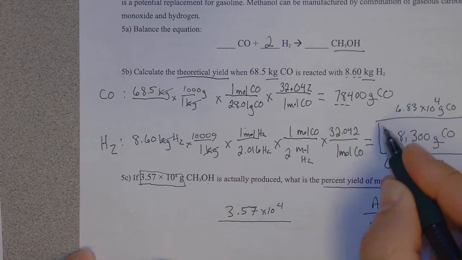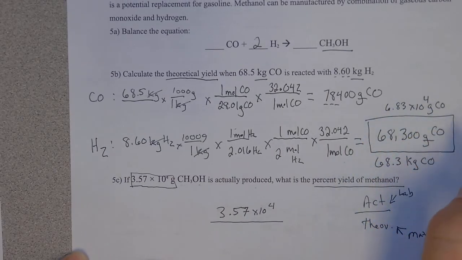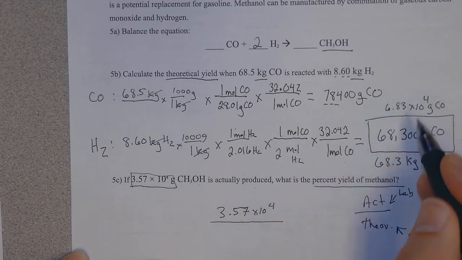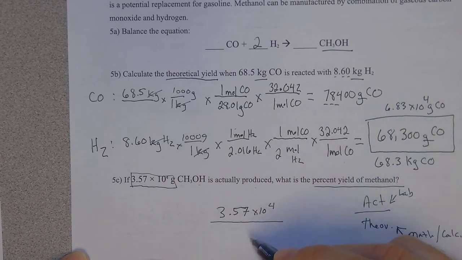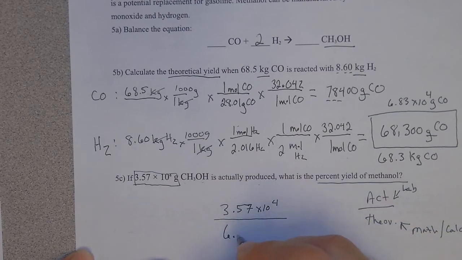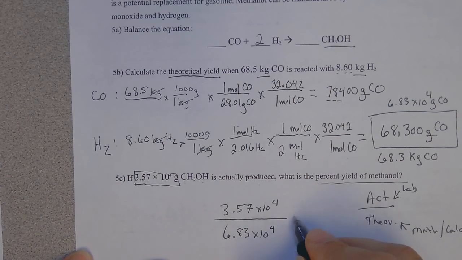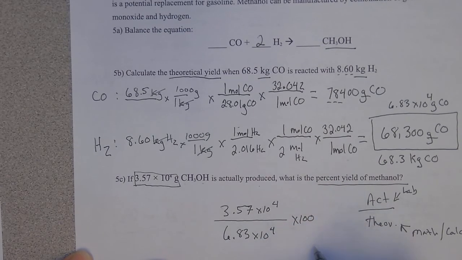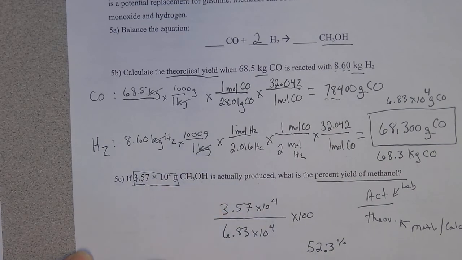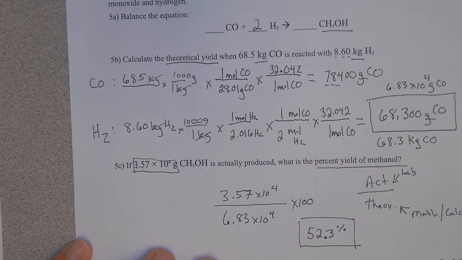Theoretical comes from right here. We just figured that out. So because this is in scientific notation, I'm going to put this scientific notation down here, but really any one of these numbers put down here will give you the same answer. So 6.83 times 10 to the fourth. And when I do that and multiply it by 100, I should get a percent of 52.3%. Why is it 52.3%? Because 1, 2, 3 sig figs, 1, 2, 3 sig figs. There's your answer. I hope that helps.